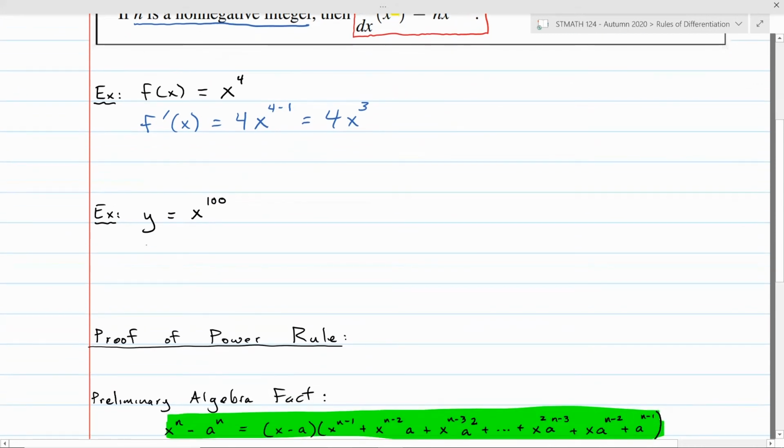In the next example, y is x to the 100th. Well, x to the 100th really is no harder to do than x to the 4th, right? So y prime would be bring the 100 down, then you'd have x, and then reduce the exponent by 1, you get x to the 99th.